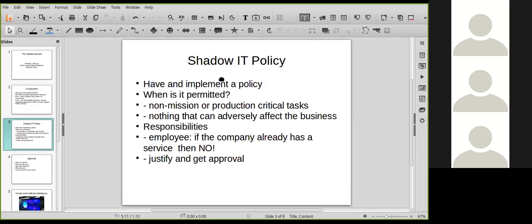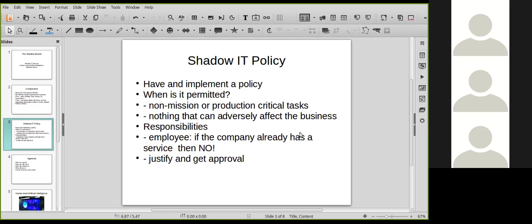And so what is shadow IT anyway? Well, it's similar to bring your own device, except you're using your own software while you're in there. When can you usually do that? Most of the time, if it's non-mission or non-production critical, you can get away with it. Because if something adversely affects the business, that can really create problems.